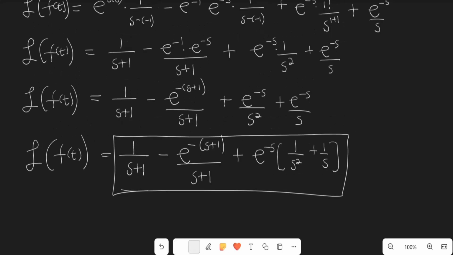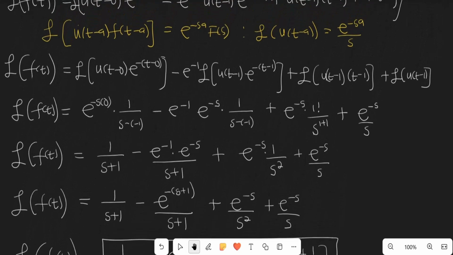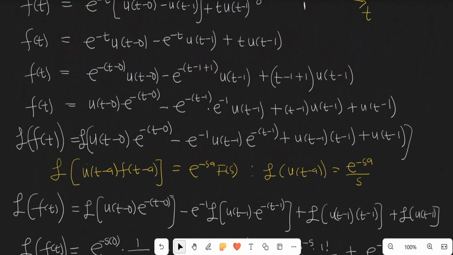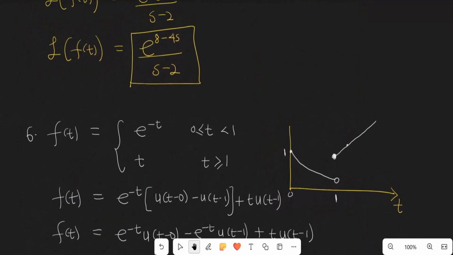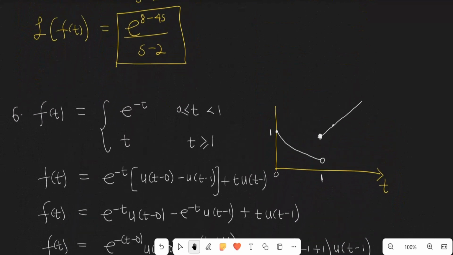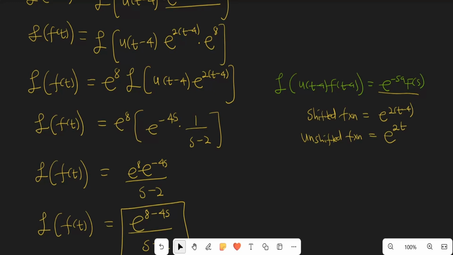Yeah, so that concludes this video. So these are the Laplace transforms of 6 unit step functions. So hopefully by going through all of this, you should be able to solve any Laplace transform of a unit step function.